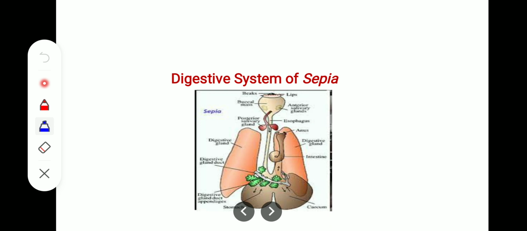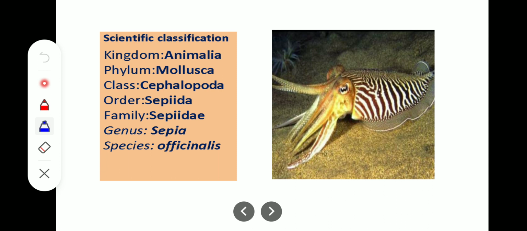The digestive system of sepia consists of mouth, esophagus, stomach, intestine, rectum and anus. See them one by one. First, scientific classification. Kingdom Animalia, phylum Mollusca, class Cephalopoda, order Sepida, family Sepidae, genus Sepia and species Officinalis.